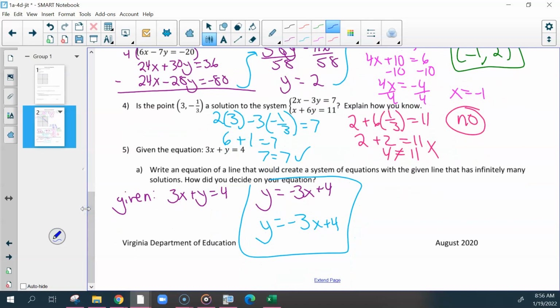For number 5, they give you an equation and ask us to write another equation that would make this have infinitely many solutions. Well, in order for it to have infinitely many, it would need to be exactly the same. So I changed this to slope-intercept form and then just rewrote it. But if you didn't need to do that, you could have just written this again. I wrote down an equation that was the same thing as the given equation, but everything was negative. So you had negative 3x minus y equals negative 4.